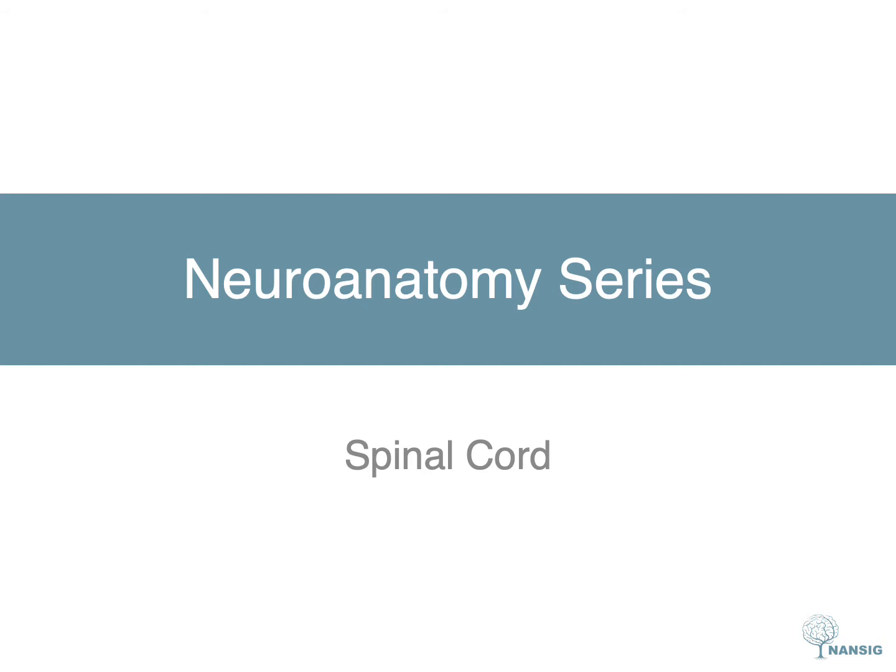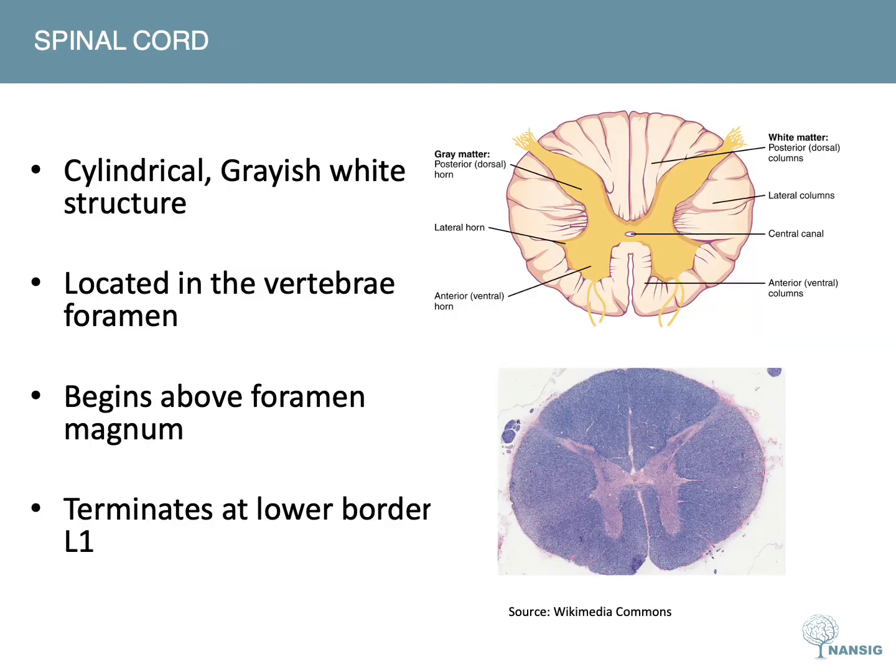The spinal cord is a cylindrical grayish-white structure that begins above the foramen magnum, where it continues with the medulla oblongata of the brain. The spinal cord, alongside the brain, forms the central nervous system and essentially acts as the communication system between the brain and the rest of the body.